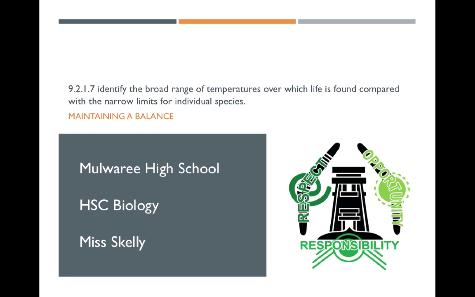Hello, Year 12. Today's dot point from Maintaining a Balance is 9.2.1.7. Identify the broad range of temperatures over which life is found compared with the narrow limits for individual species.